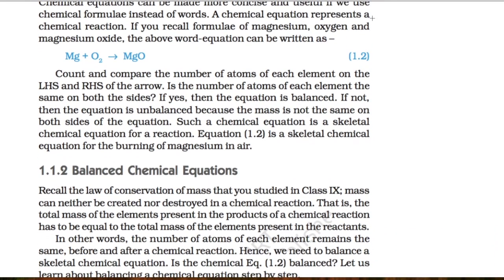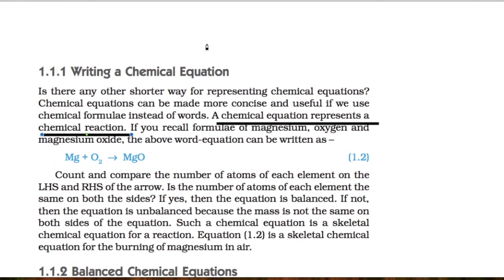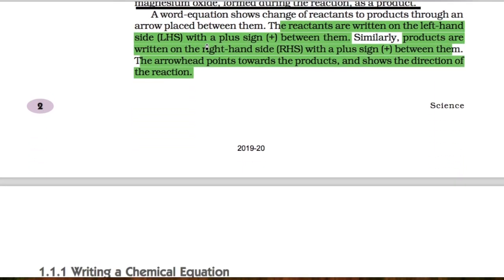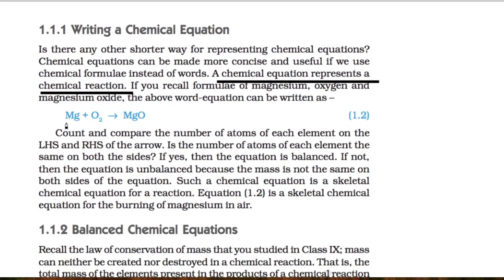A chemical equation represents a chemical reaction. Can you recall the formulas of magnesium, oxygen and magnesium oxide? Yes, then we will write a symbolic equation in place of this word equation. Look here. Magnesium plus oxygen gives magnesium oxide.